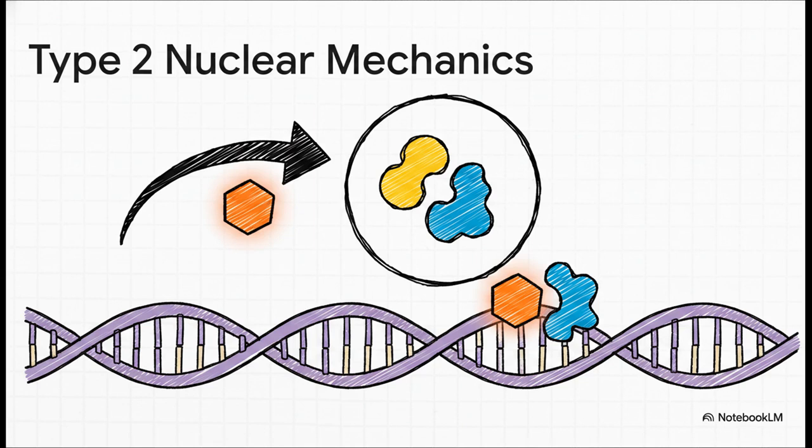By contrast, let's look at the type 2 nuclear heterodimer mechanics using calcitriol, which is 1,2,5-dihydroxy-D3, the active form of vitamin D. Calcitriol totally bypasses the cytoplasm. It enters the nucleus directly and binds the vitamin D receptor, or VDR.